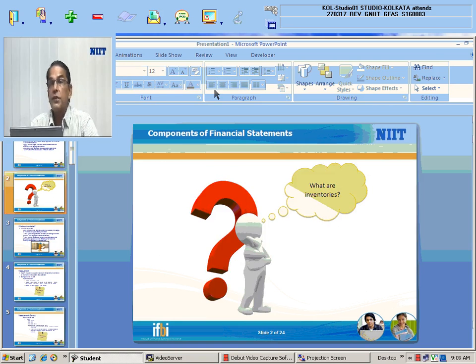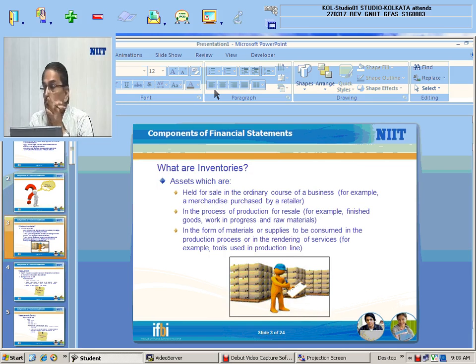So first let us try to understand what are inventories, that is, the definition of inventories. Basically, inventories are held for sale in the ordinary course of a business, like merchandise purchased by a retailer. A retailer who is carrying out a retail trade purchases certain merchandise and at any point of time he will be holding some merchandise in his shop. That is what is inventory.